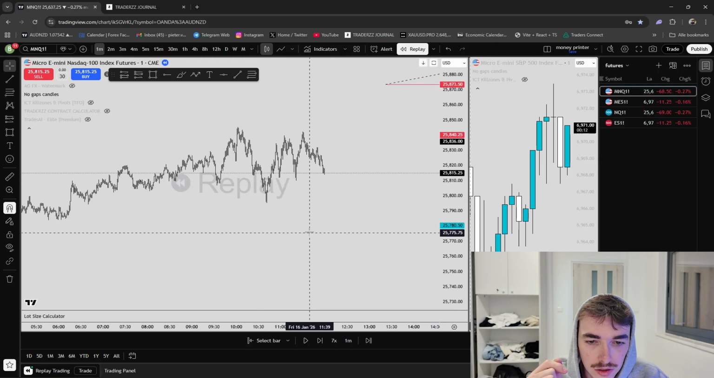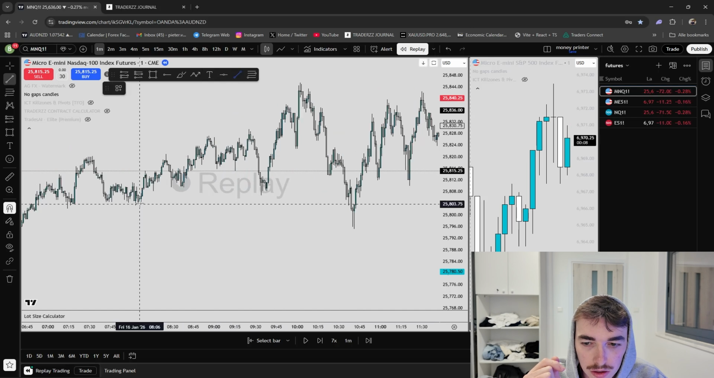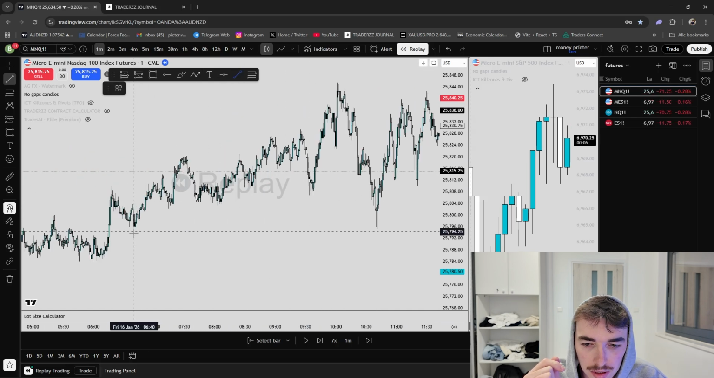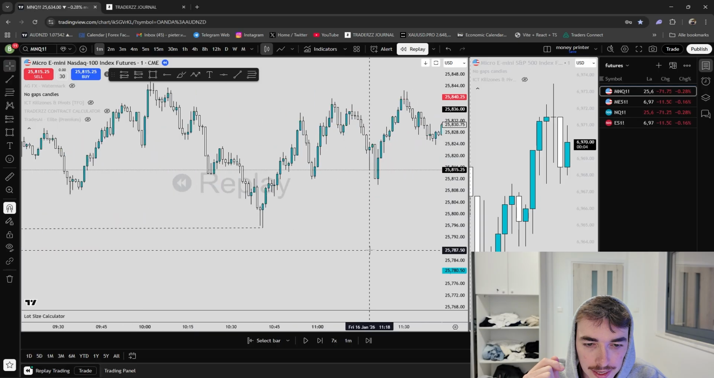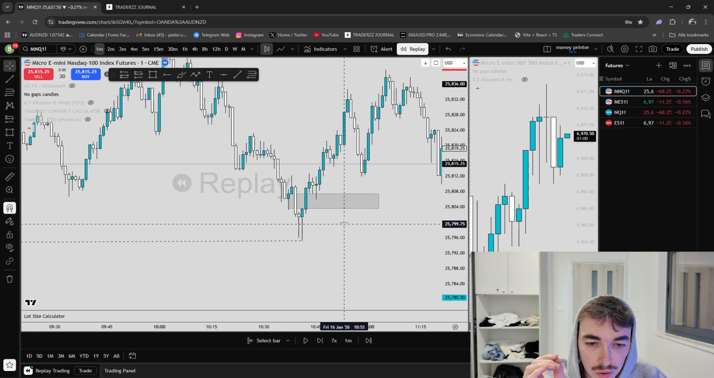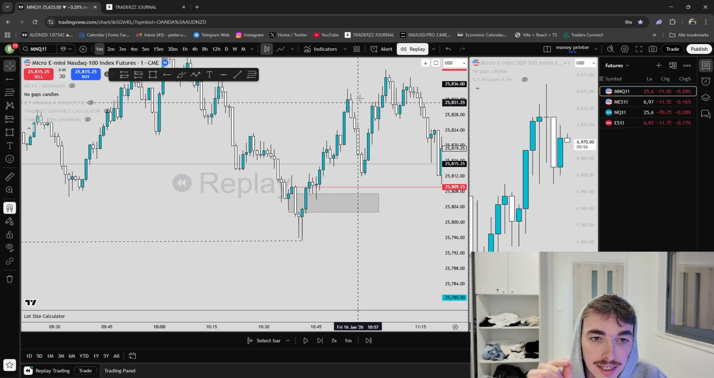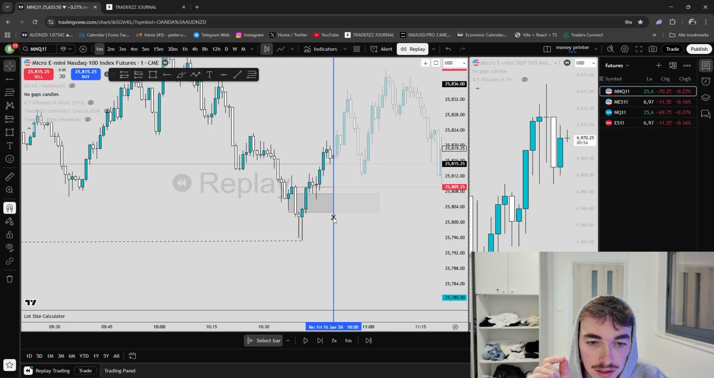So this was the SMT that we had. S&P broke below that low. We had a perfect inversion, so the entry, everything was perfect. There is just one thing I did not like about this setup.